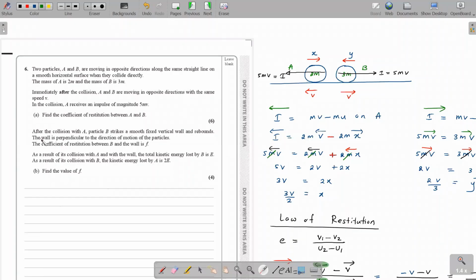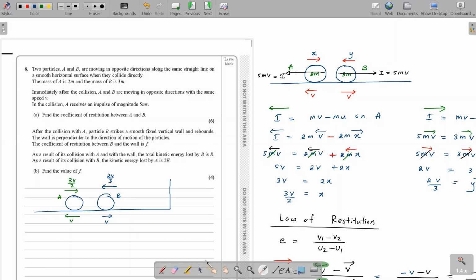Okay. Part B, after the collision with A, particle B strikes a smooth fixed vertical wall and rebounds. Do you see what's happening here? So you have two particles, A and B. Listen to this. So we have it like this, right? Initially we started off with what speed? A started off with the speed 3V over 2 and ended up rebounding with V. Particle B started off with the speed 2V over 3 and ended up rebounding with V. Are you with me? And then what happens in the next stage?